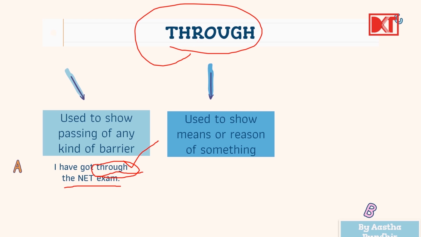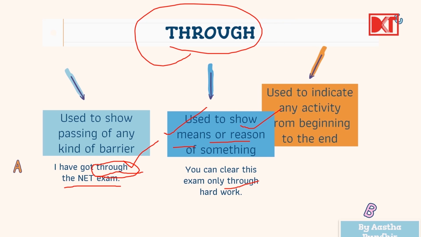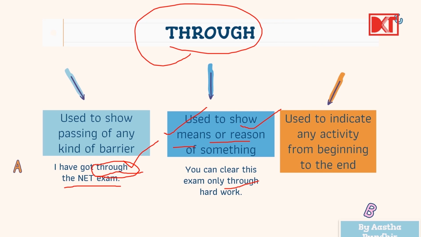Then used to show means, a reason of something. How? You can clear this exam only through hard work. जैसे मीन्स या रीजन. कैसे कर सकते हैं आप ये एग्जाम को पास? Only through hard work. Next, used to indicate any activity from beginning to the end.